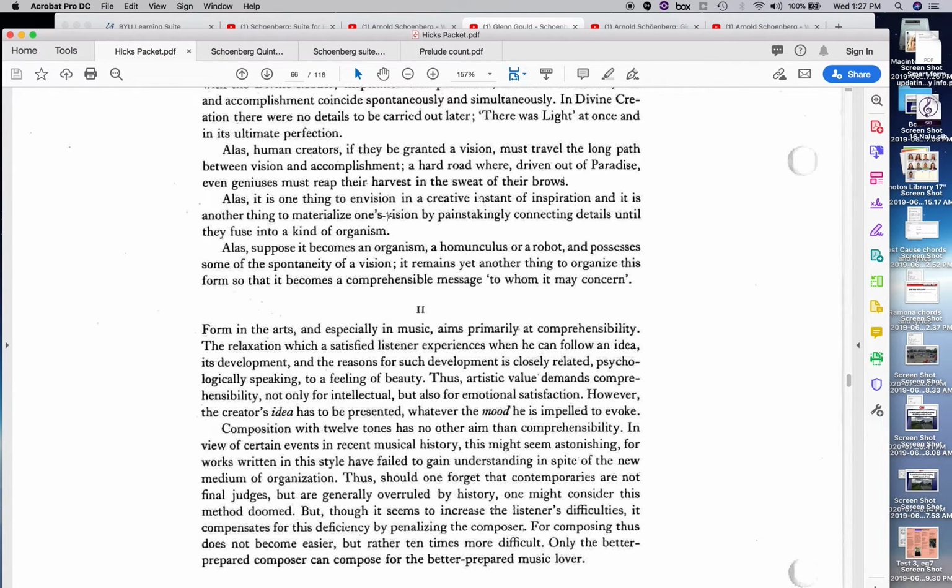okay, so then he says, it's one thing to envision in a creative instant of inspiration, and it is another thing to materialize one's vision by painstakingly connecting details until they fuse into a kind of organism.